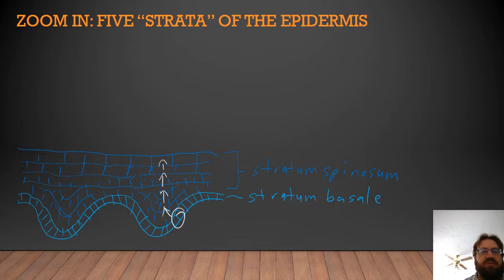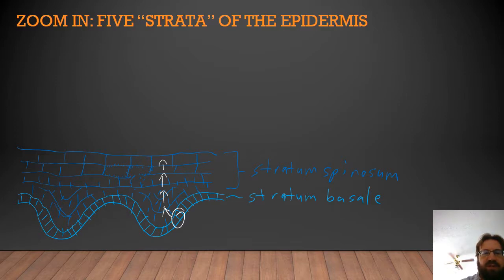As the cells move up through the stratum spinosum, they begin to accumulate a protein called keratin. Keratin is a dry, hard protein that protects our skin from abrasion and from dehydration and from other kinds of damage.